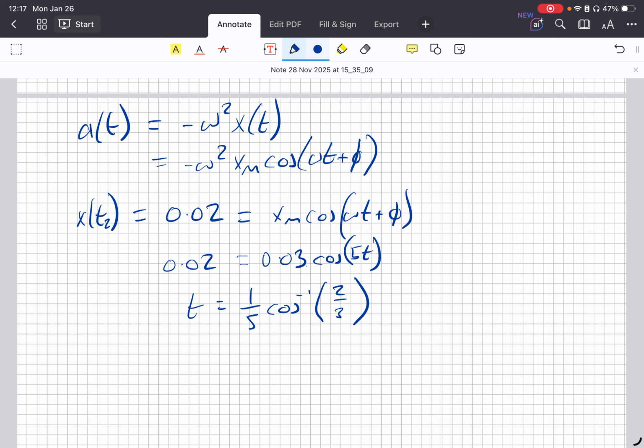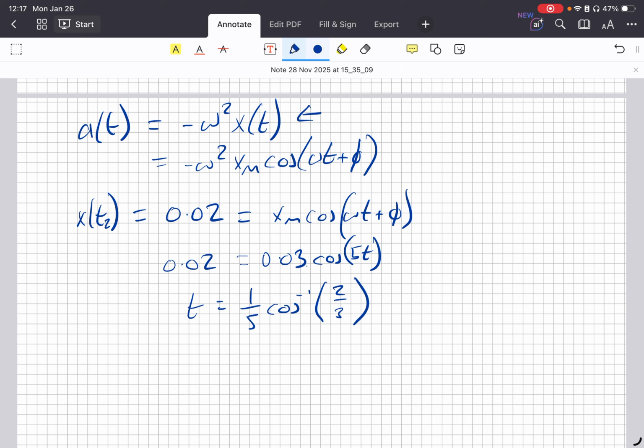Using this time, I could then substitute that back in here to tell me what the acceleration is. In fact, I wouldn't even need to calculate the time and then substitute it back in. As long as I know that cosine of 5t is 2/3, I can substitute that directly in here. I don't need to go to the bother of calculating the arc cos and then the cos of that. If you do that, you'll get a value for the acceleration at this particular moment in time. But of course, we can just use this formula directly.